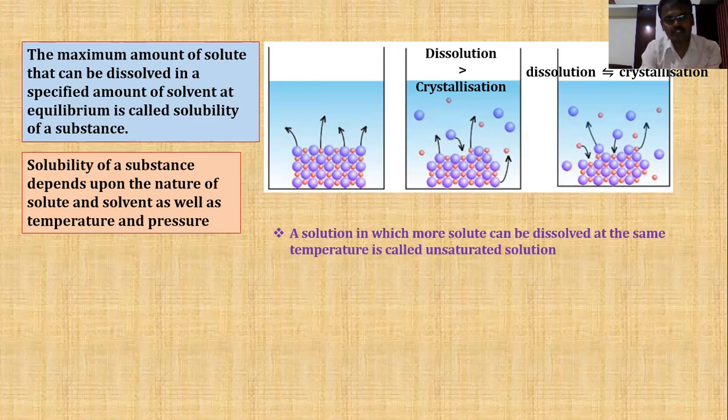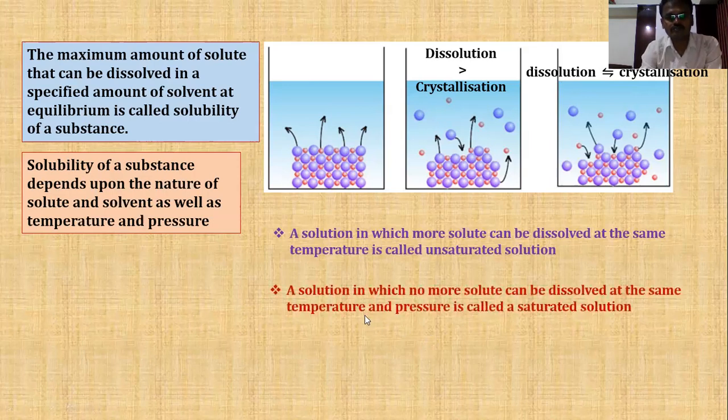Similarly, a solution, if it can dissolve some more salt, that is known as unsaturated solution. A solution in which you cannot dissolve any more salt, where you cannot eat any more food, that is called a saturation point or saturated solution. A solution in which no more solute can be dissolved at the same temperature and pressure is called saturated solution. Saturated, right? And one more term associated with this is supersaturated solution.